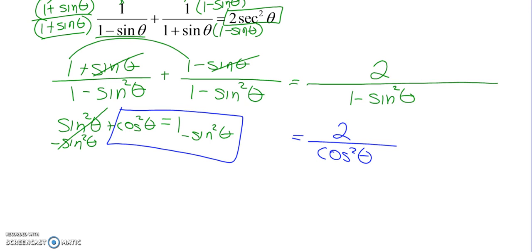All right, we're almost there. A cosine squared in the bottom of a fraction, if I move it to the top, it's the reciprocal identities. That's the same as secant squared theta. That's using our reciprocal identities.